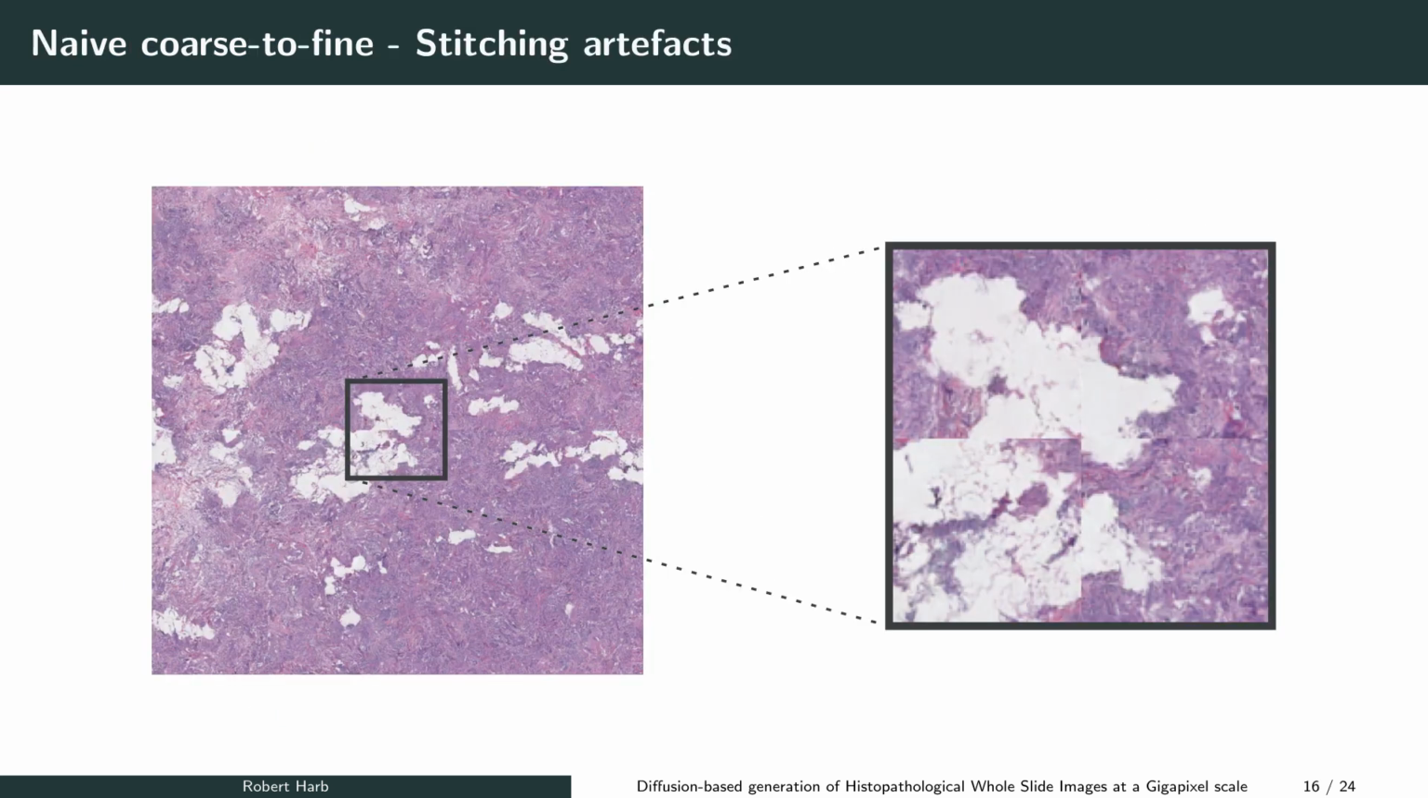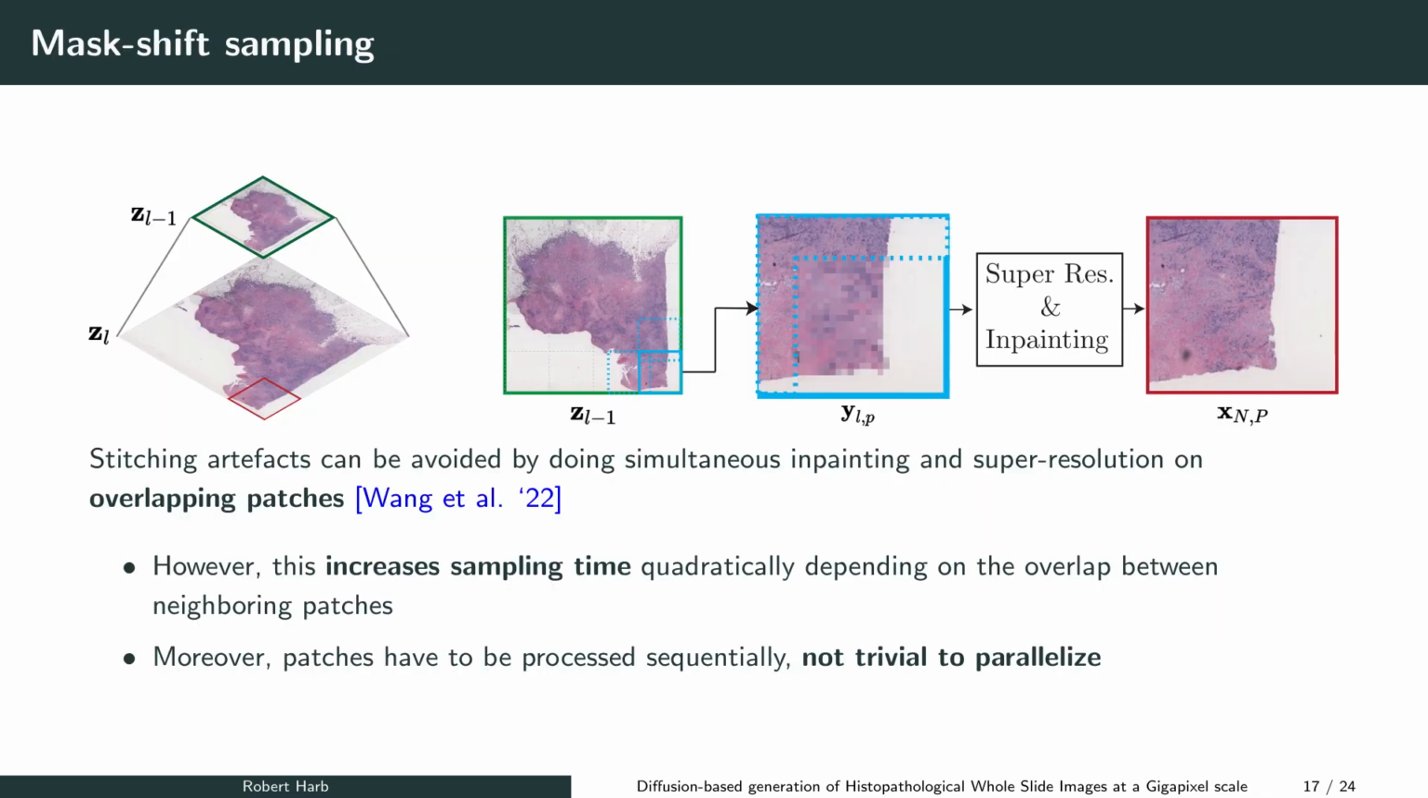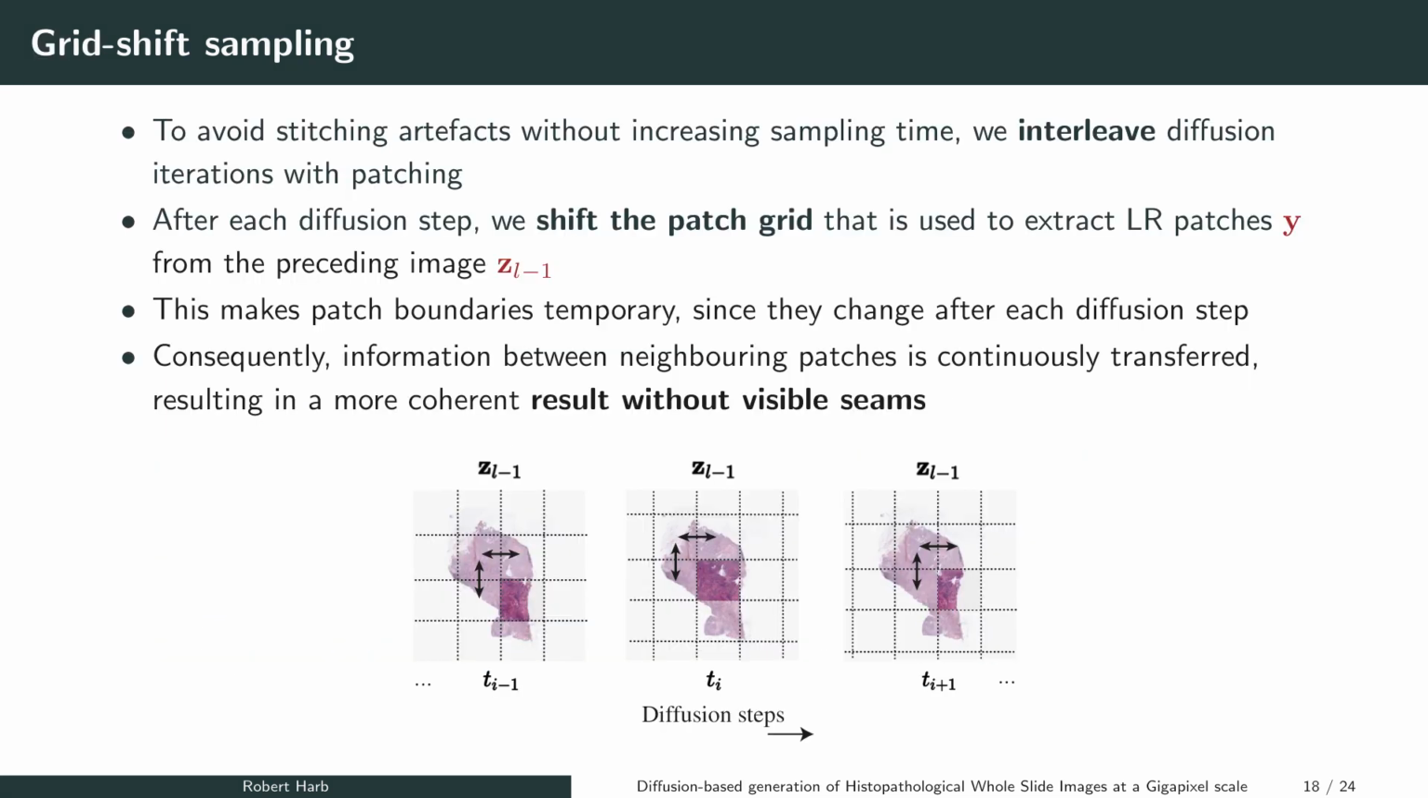A major problem we face when using this patchwise upscaling is that without additional countermeasures, we would face stitching artifacts in the resulting images. A simple method to overcome this problem is to use overlapping patches and combine the super resolution with inpainting. This, however, comes with the drawback of increasing the overall runtime of our sampling while also not being trivial to parallelize. To overcome these problems, we introduce grid shift sampling instead.